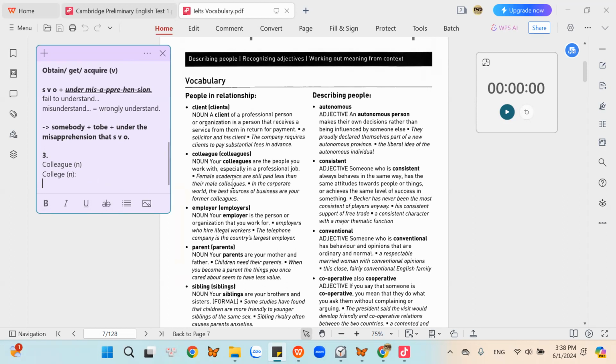Academic. I love to use the word academic. When something is academic, it means something is about education, something is about learning.